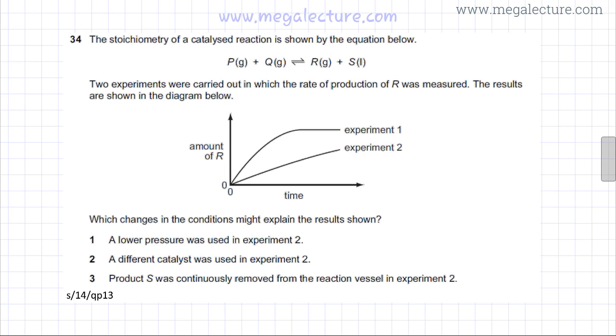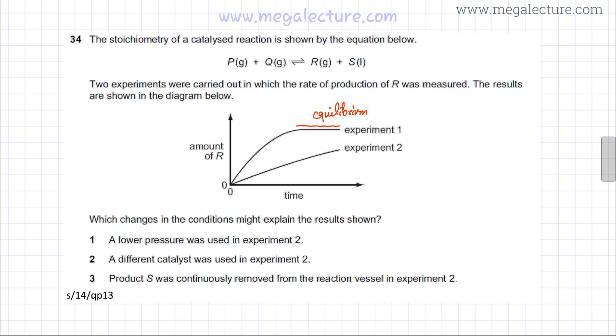This constant concentration probably indicates that the reaction has achieved an equilibrium, because the amount of R that is being produced is the same amount of R that is getting consumed again. So the amount of R becoming constant indicates that the rate of forward reaction and the rate of backward reaction are equal. So in experiment 1, equilibrium is reached.